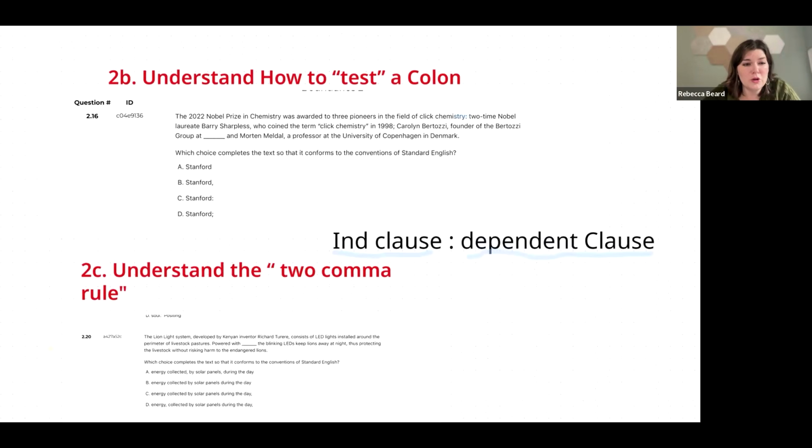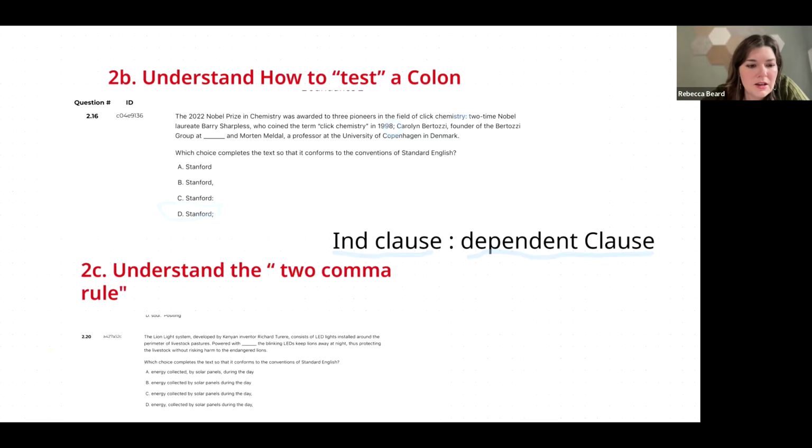So it says the 2022 Nobel Prize in Chemistry was awarded to 3 pioneers in the field of click chemistry, 2-time Nobel laureate Barry Sharpless, who coined click chemistry. And then you also have a semicolon here. So what's going on here is they are following the colon rules, and then there's a little bit more going on. What I have is a semicolon right here. And for reference, the other reason to use a semicolon is a complex list. Whenever you have a semicolon, a lot of commas, and another blank, it's going to be a semicolon. So that covers multiple different grammar principles that students tend to fumble with.